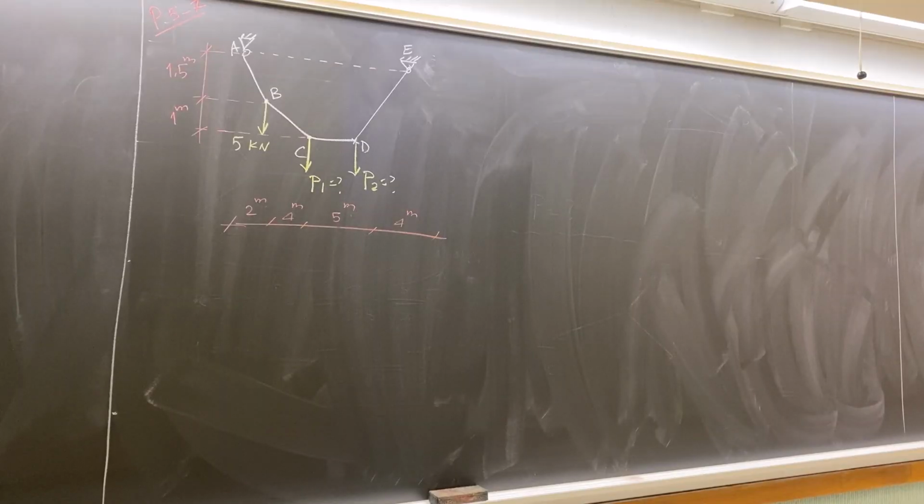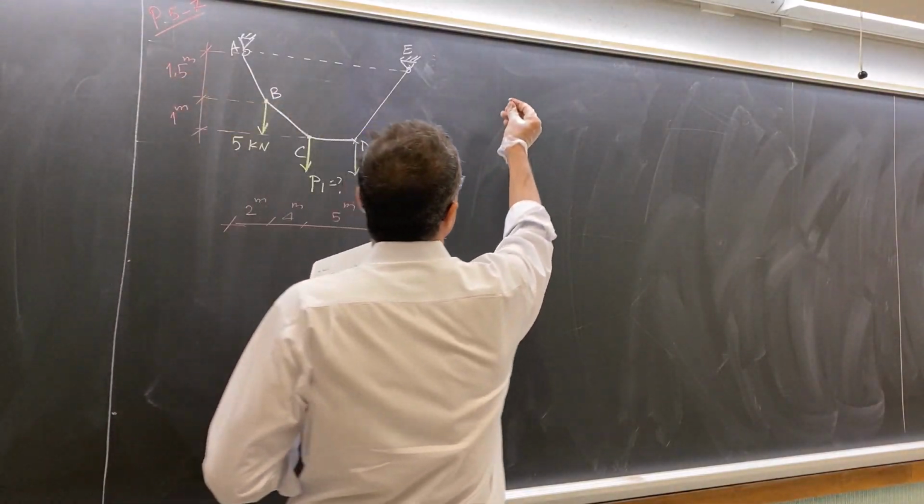So what is your suggestion to solve? We use the same method. It is basically we have only concentrated load. So we need to look at the joints and draw the free body diagram for the joint. Which joint are you going to start with? B, because you have 5 kilonewton and because you have basically 2 unknowns. So you start from joint B.